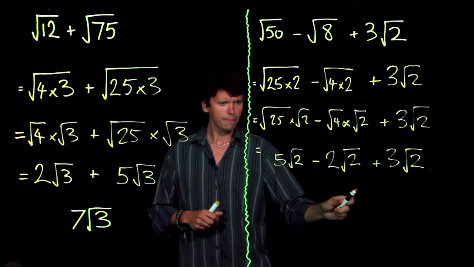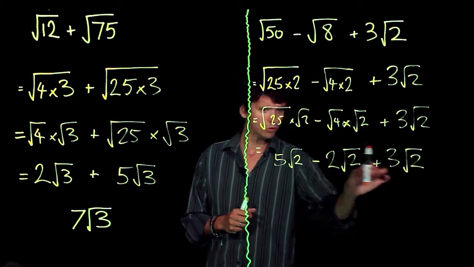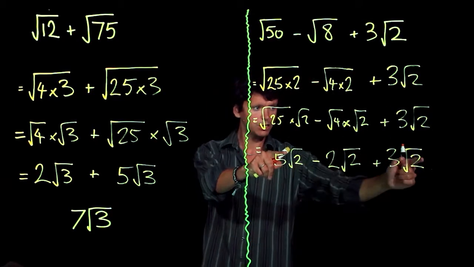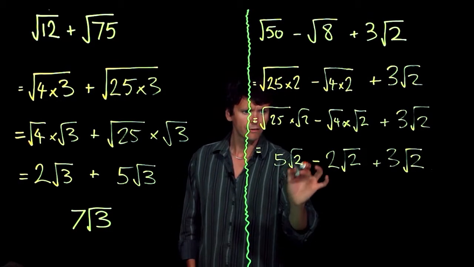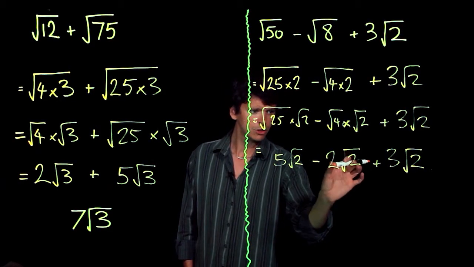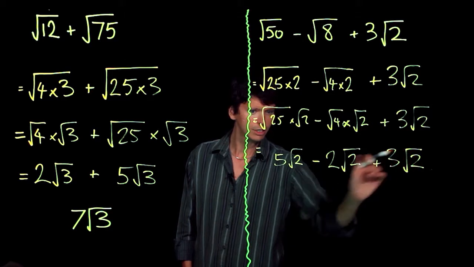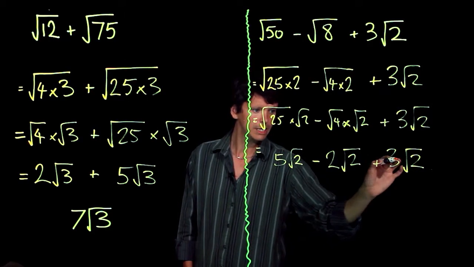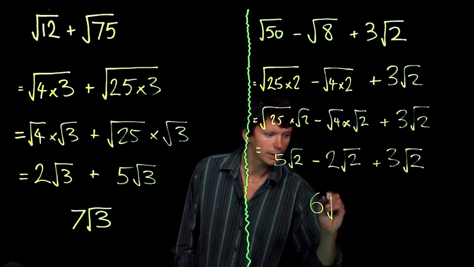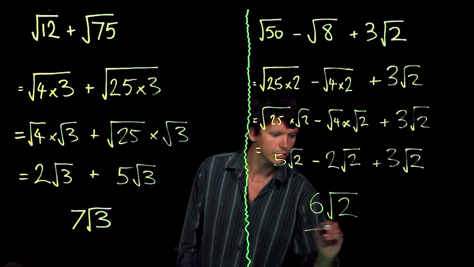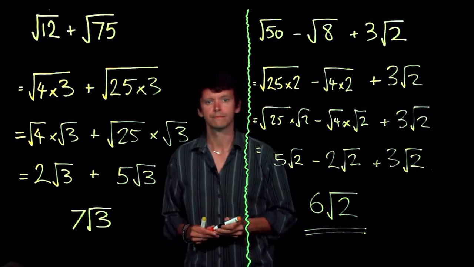Just like we did over here, because we've got root 2 as a common factor to each of these terms, I've got 5 lots of root 2, subtract 2 lots of it, and add on 3 lots of it. 5 take away 2 is 3, add 3, 6. So I end up with 6 times the square root of 2.